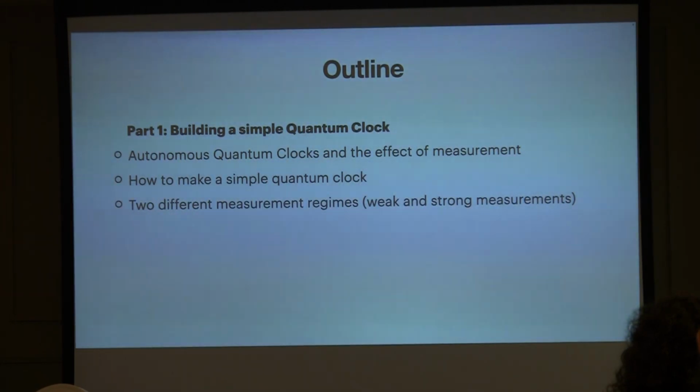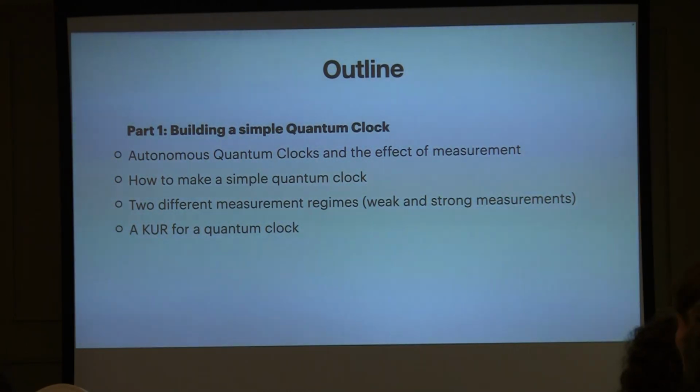And then we're going to look at two different measurement regimes that this clock is subject to, which corresponds to the weak measurement regime as well as the strong measurement regime. And this leads to very different behaviors in this quantum clock. Then after that, I'll talk a little bit about how you can introduce a kinetic uncertainty relation for this quantum clock, which allows you to bound the precision of the clock by something called the dynamical activity.